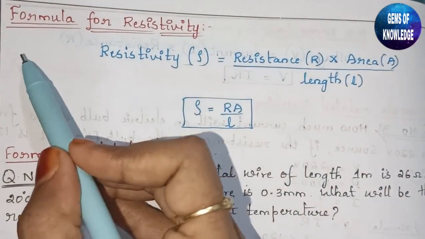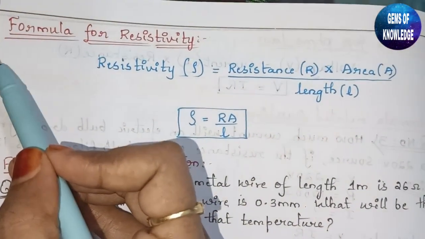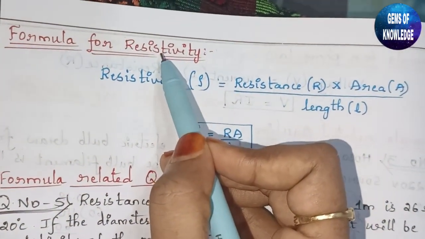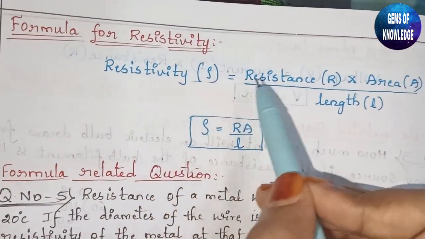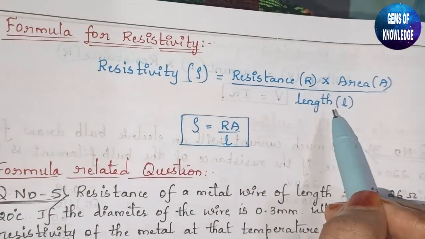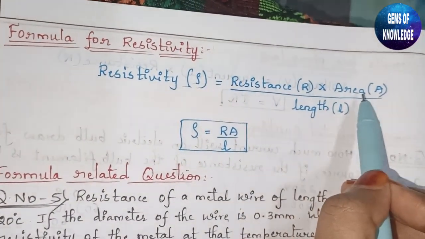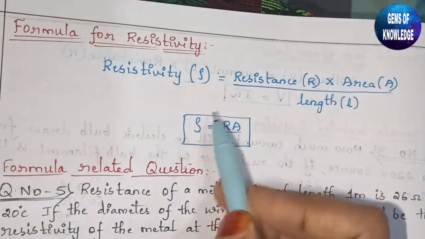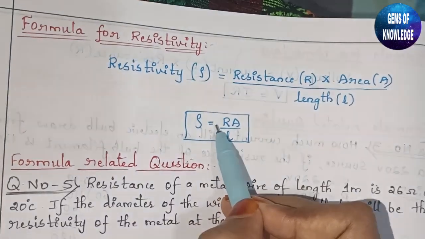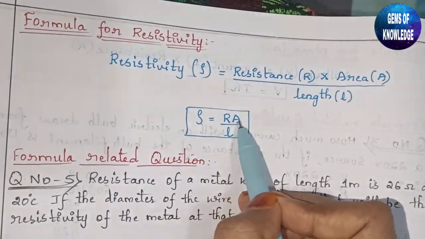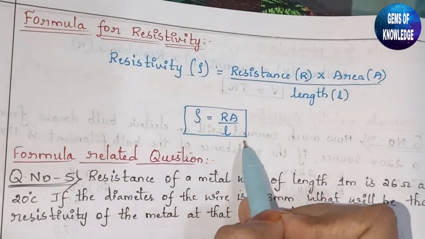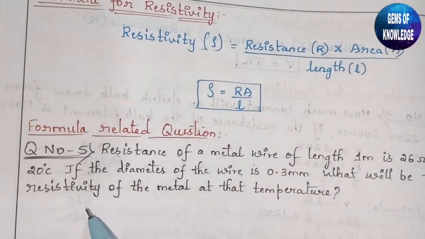Okay, so without any further delay, we will quickly start with the video. So the next formula is the formula of resistivity. Resistivity is equal to resistance into area by length. The symbol of resistivity is called rho, rho is equal to R, where R is resistance, A is area, divided by L, that is length. Depending on this formula, we will solve one question here.